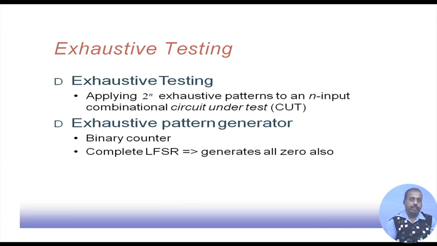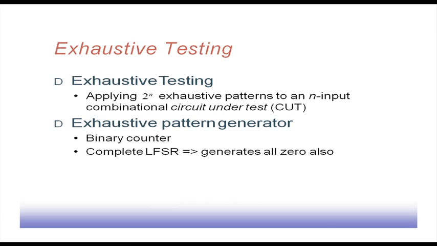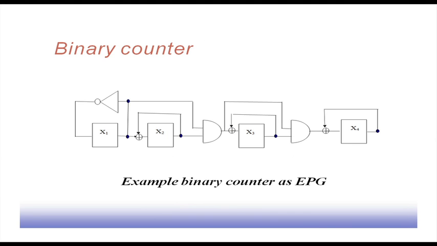Then of course, we can use it as an exhaustive pattern generator. Another possibility is that we can also use an LFSR, but the problem is that it does not generate the all 0 pattern. If at any point of time the content of the LFSR has become all 0, then it is just going to remain in that state, it is not going to be updated. So, the LFSR has to be modified so that it generates the all 0 state as well. This is one example where a binary counter can be used as an exhaustive pattern generator.